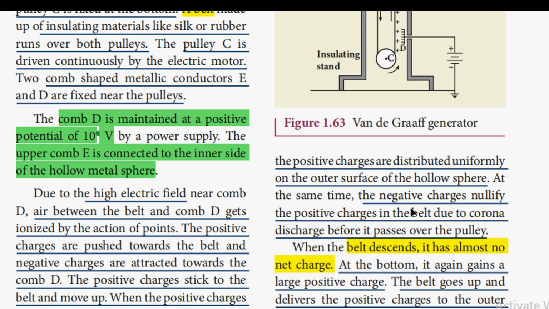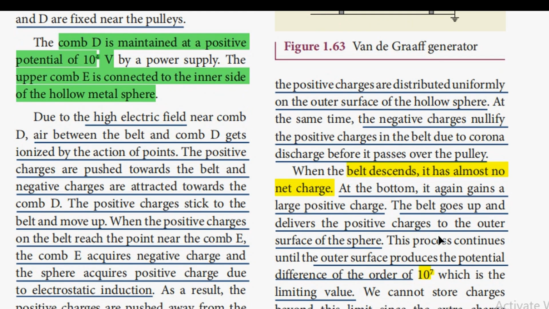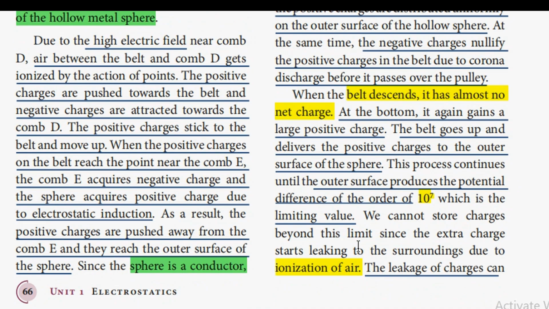At the same time, the negative charges nullify the positive charges on the belt due to corona discharge before it passes over the pulley. When the belt descends, it has almost no net charge. At the bottom, it again gains a large positive charge, and the belt goes up and delivers the positive charges to the outer surface of the sphere. This process continues until the outer surface reaches a potential difference of about 10 power 7 volts, which is the limiting value.